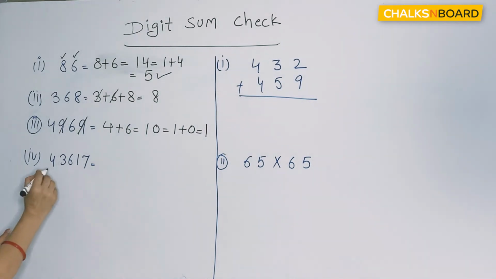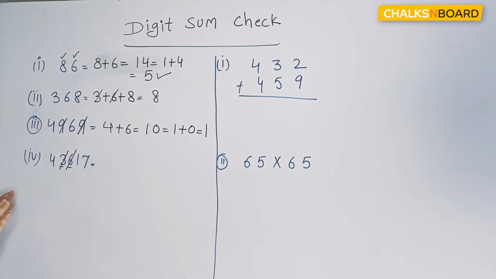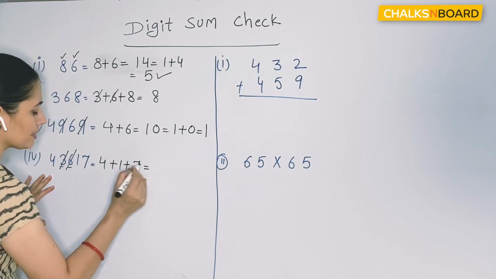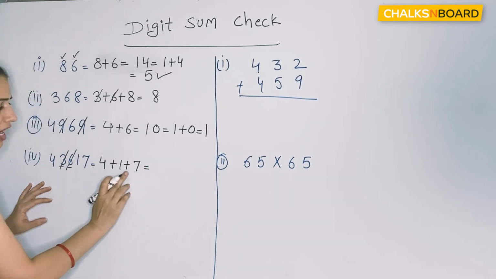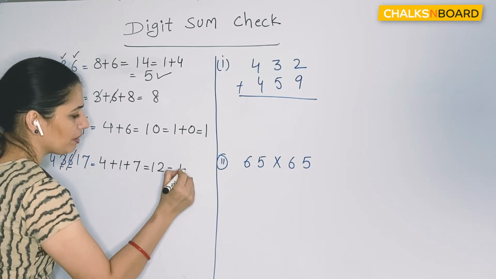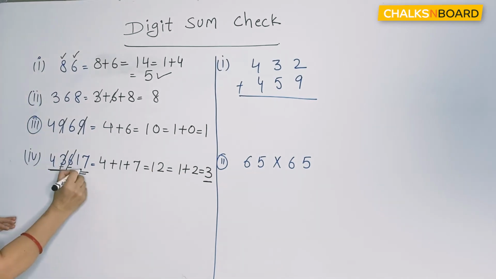Next one is 43,617. In the same way, when we add 6 and 3, that is 9, तो आप इसे कैंसल कर सकते हैं और बाकी सभी टर्म्स को आप ऐड कर सकते हैं, that is 4 plus 1 is 5, 5 plus 7, that is 12. Now 1 plus 2, that is 3. So 3 is the digit sum of this number.